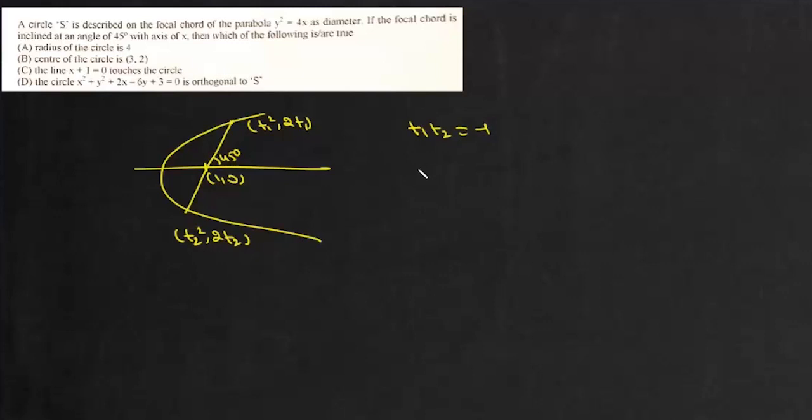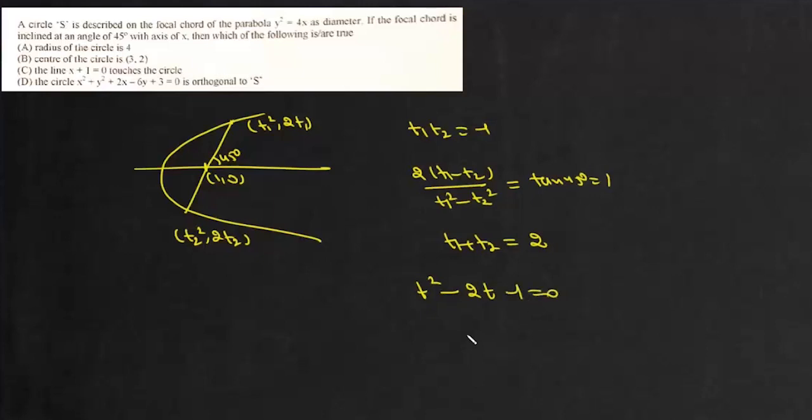And also if we write its slope, then we get 2 times (t1 minus t2) upon (t1 square minus t2 square), and that will be equal to tan 45, which is 1. So here we get t1 plus t2 equal to 2. So now we have the sum of roots and the product of roots, so we can write this equation as t square minus 2t minus 1 equals 0. Then the value of t is 1 plus minus root 2. So suppose t1 is 1 plus root 2 and t2 is 1 minus root 2.